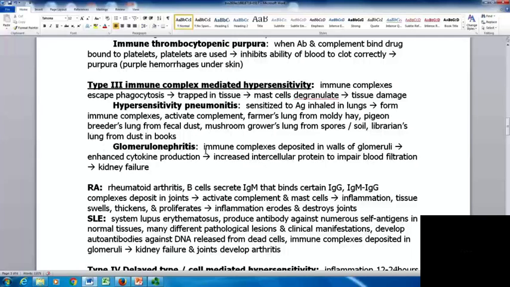Glomerulonephritis, this is when you'll have immune complexes deposited in the walls of the glomeruli of the kidneys. This leads to enhanced cytokine production and increased intercellular protein, which will impair blood filtration and lead to kidney failure.